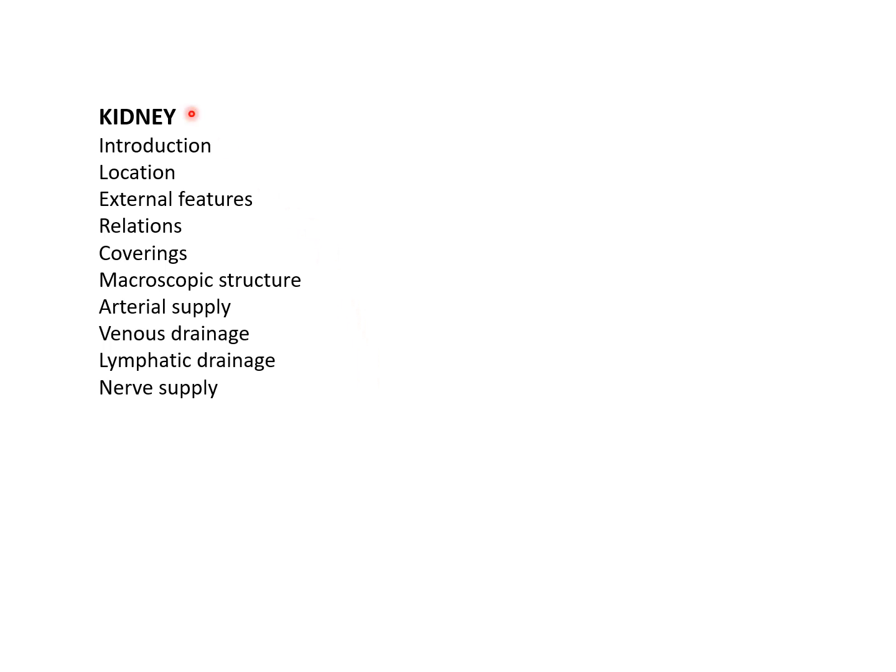Assalamu alaikum dear students. Today we will be discussing the anatomy of the kidney under these headings: introduction, location, external features, relations to the surrounding structures, coverings that is capsule of the kidney, macroscopic structure, arterial supply, venous drainage, lymphatic drainage and nerve supply.